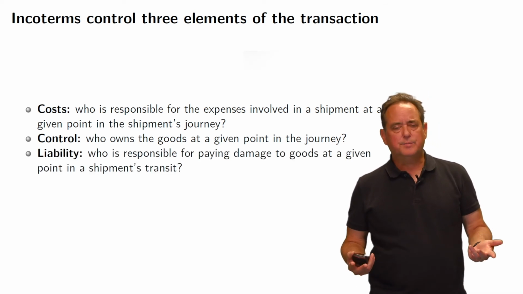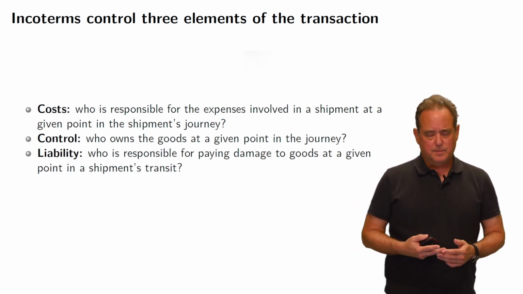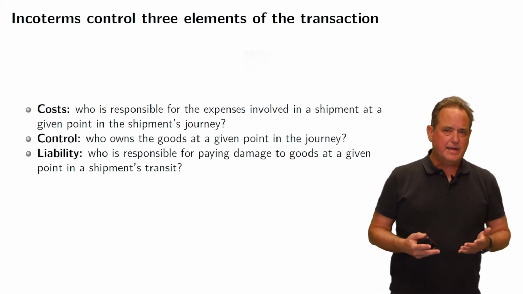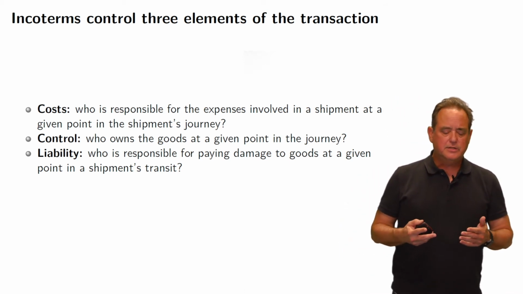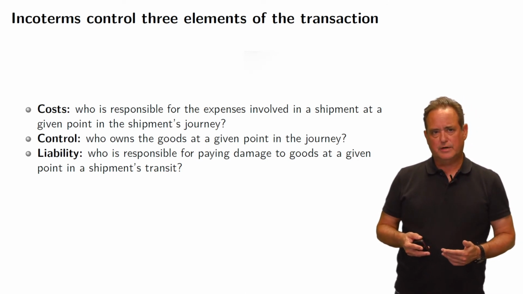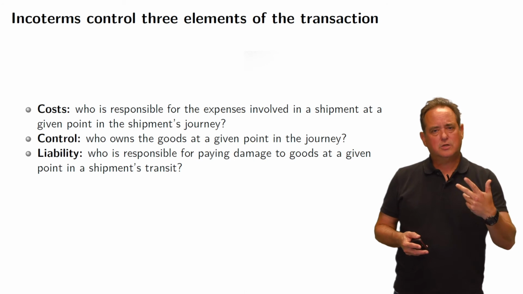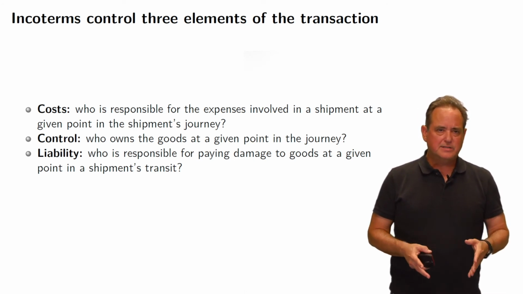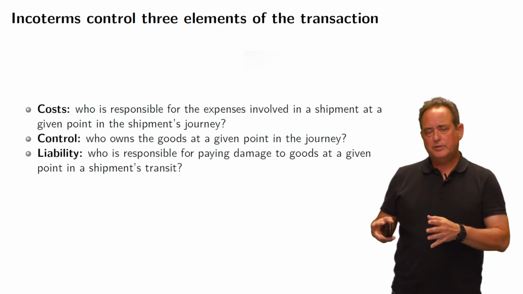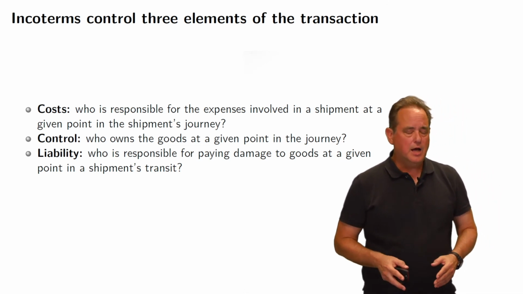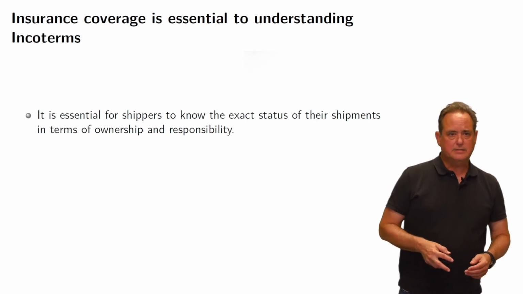And finally, arguably the most important for buyers and sellers, liability. Who's responsible for paying damages to goods at a given point in a shipment's journey? So costs, control, liability, those are three areas of the transaction that we are going to depend on Incoterms to provide us with guidance.